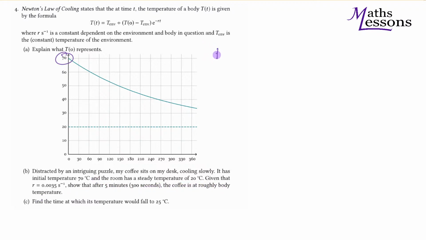So we know that T is equal to the temperature of the environment, plus T0 minus the temperature of the environment, which is going to be 50, because 70 minus 20 is 50, times e to the minus 0.0035 times 300, sorry, the time, 300 seconds. So we type that all into our calculator and we get an answer of 37.5, which is roughly body temperature.